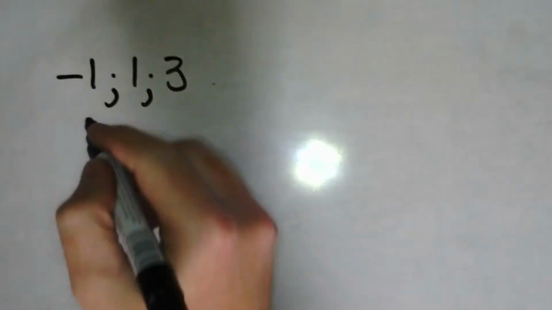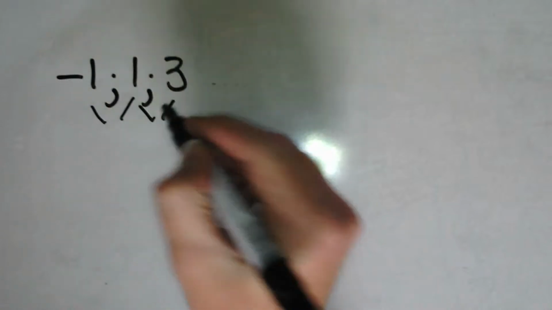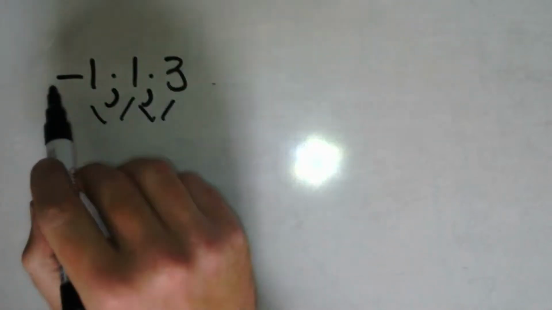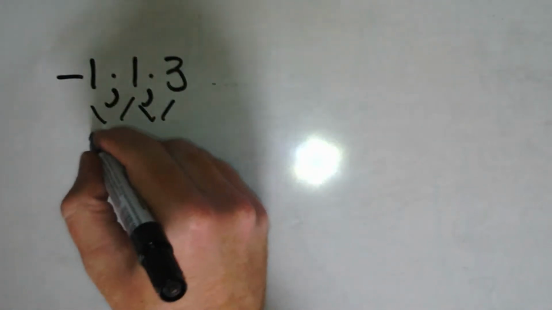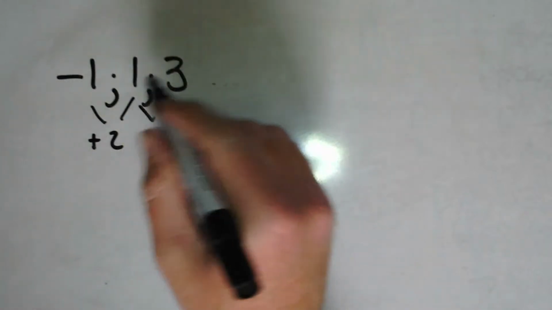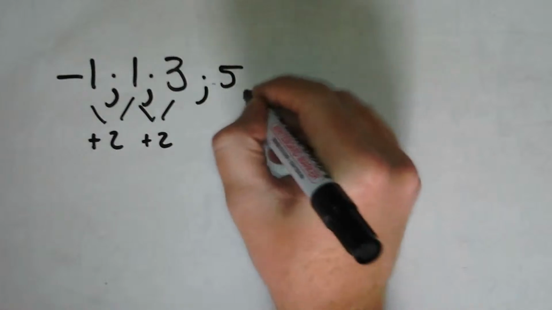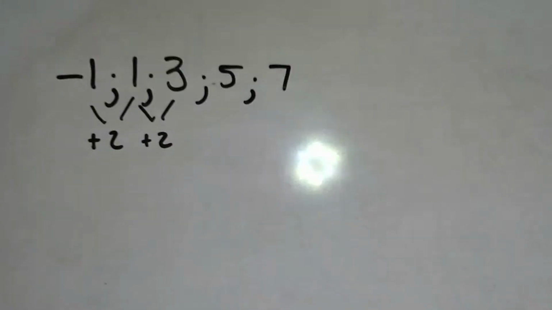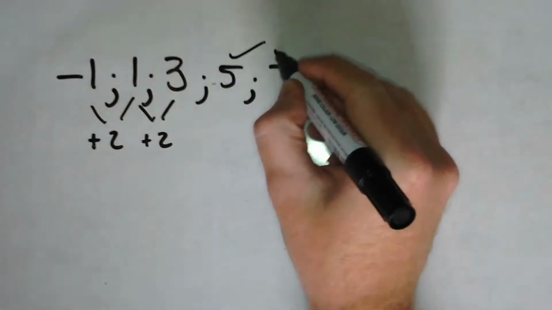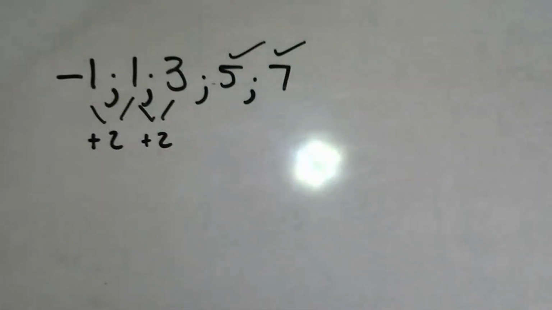So what you need to pick up is the difference between the numbers in the sequence. From negative 1 to 1, you need to add 2. From 1 to 3, you need to add 2. So it has a constant difference of plus 2. So the next number in the sequence will then be 5, and the next one will be 7 if you add 2 every single time. And you'll get 2 marks for that, 1 for each of the numbers that are given to you.